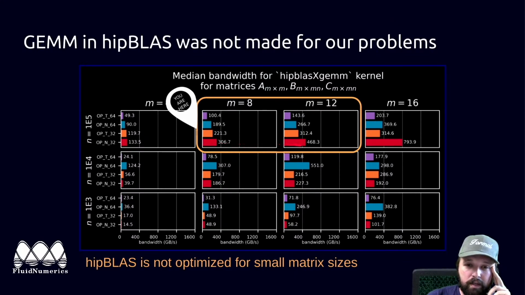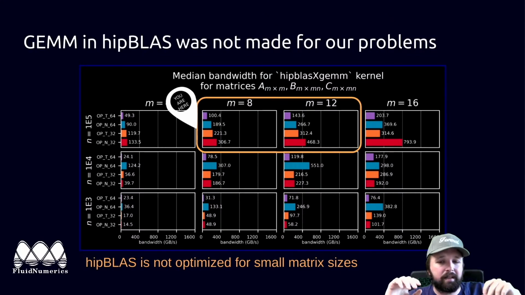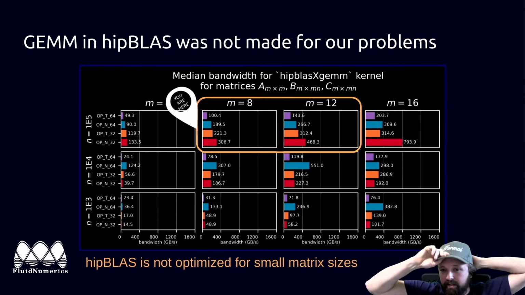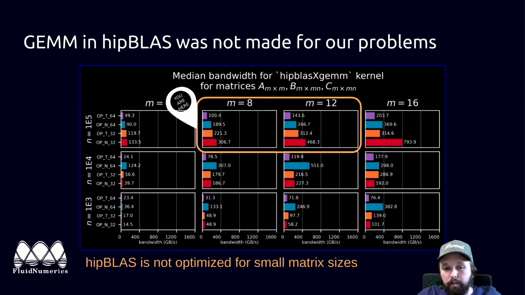But of course, as you increase the number of rows, all of them go up in terms of bandwidth, and we get closer to that peak. But what this tells me out of the box is that for our problem, it's not that BLAS is bad or hipBLAS is bad. It's just that the developers of BLAS and hipBLAS are not thinking about small matrices like this. They're not thinking about spectral element methods in the way that we are, and it's just not suited for our problem. That's all it means. It's not optimized for small matrices.